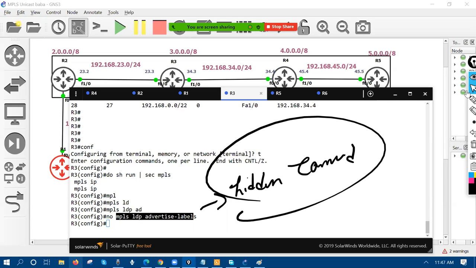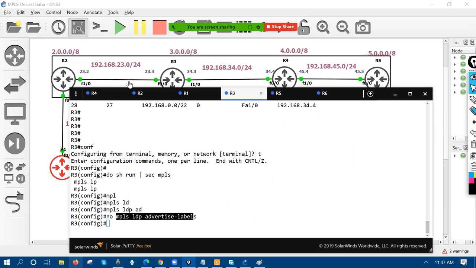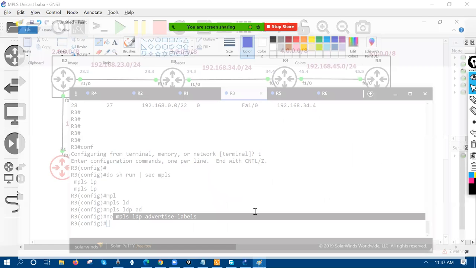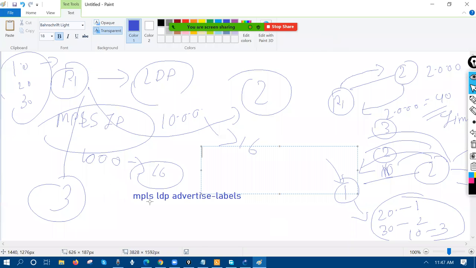Right, so by default what happened? The MPLS LDP advertise label command will be enabled after just putting the MPLS. And because of this command, what happened? The LSR router advertises labels to the LDP neighbor.